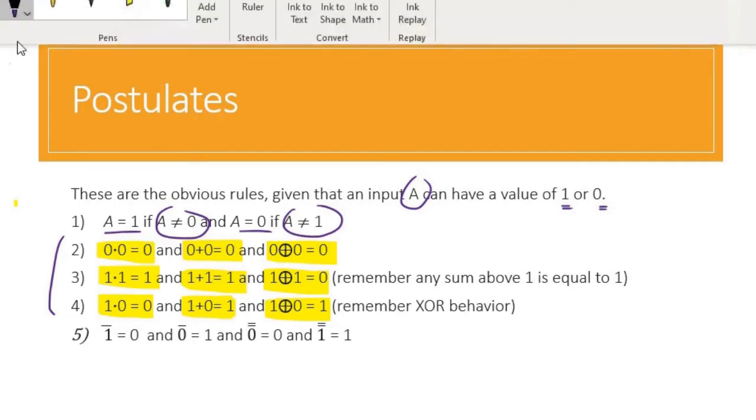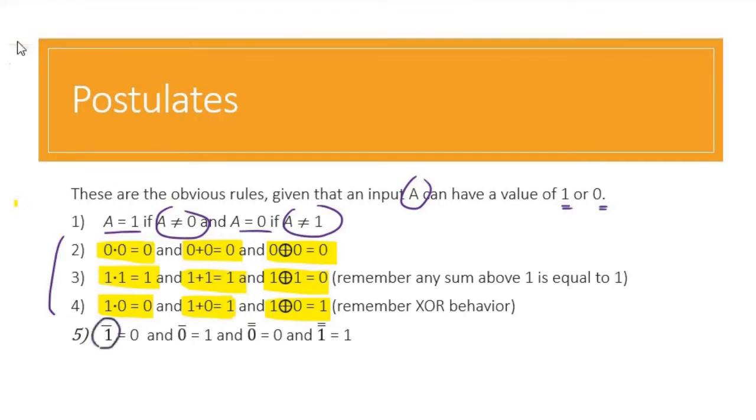And then finally we have our negations. If something isn't a 1, it's a 0, and vice versa. Double negation just returns the original. So not not 0 is once again equal to 0, and the same for not not 1.